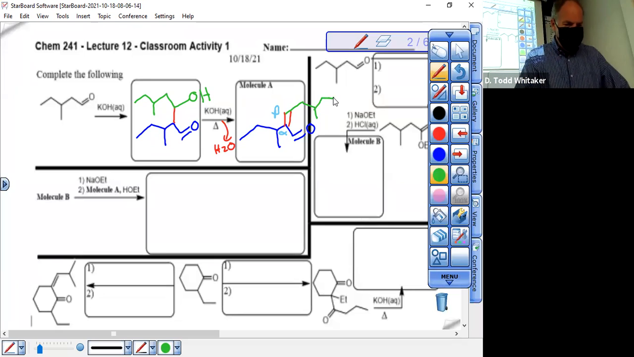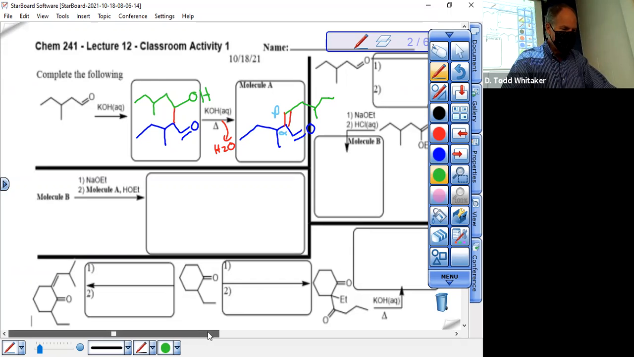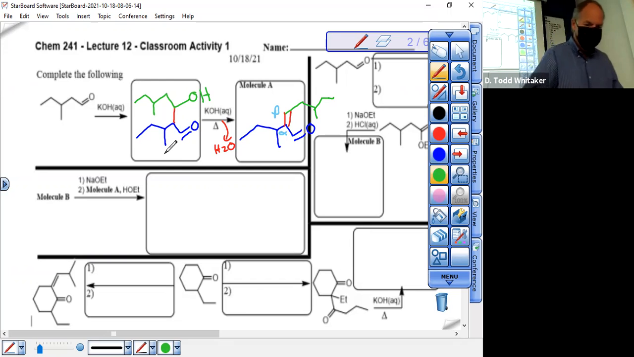And I am making a mockery of my boxes, which is okay. You can do that on tests too. My box didn't fit my answer. So you want the group that's bulky, which in this case is a carbon compared to a hydrogen, the bulky one to be on the side where the carbonyl is, because sp2 carbons are not bulky, they're flat. So that is the story for a simple aldol.